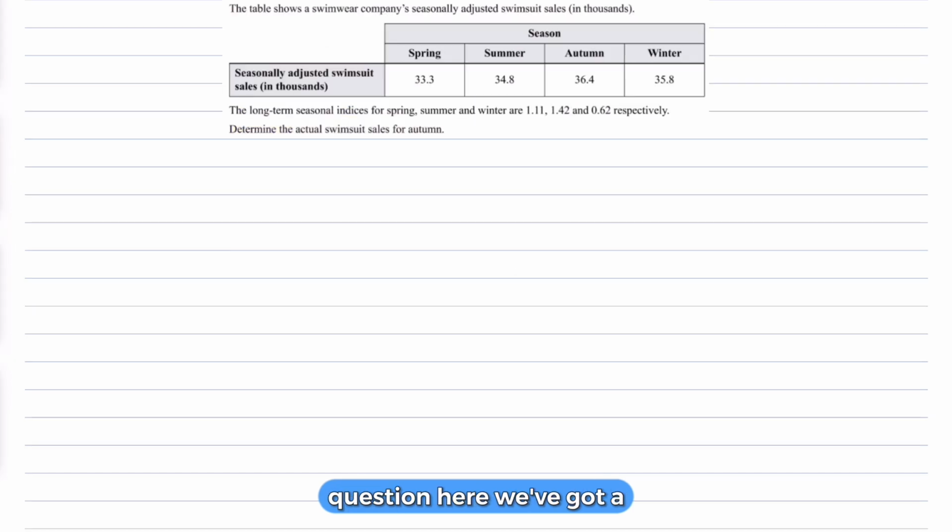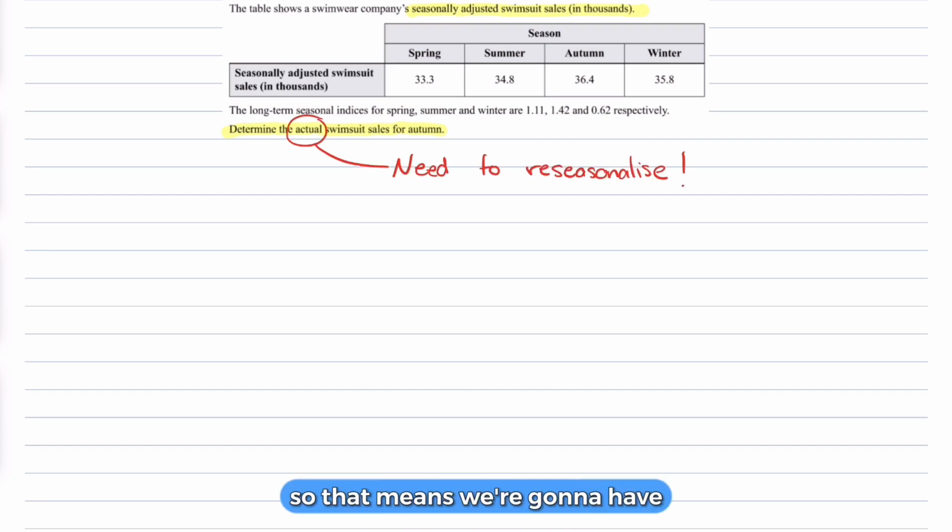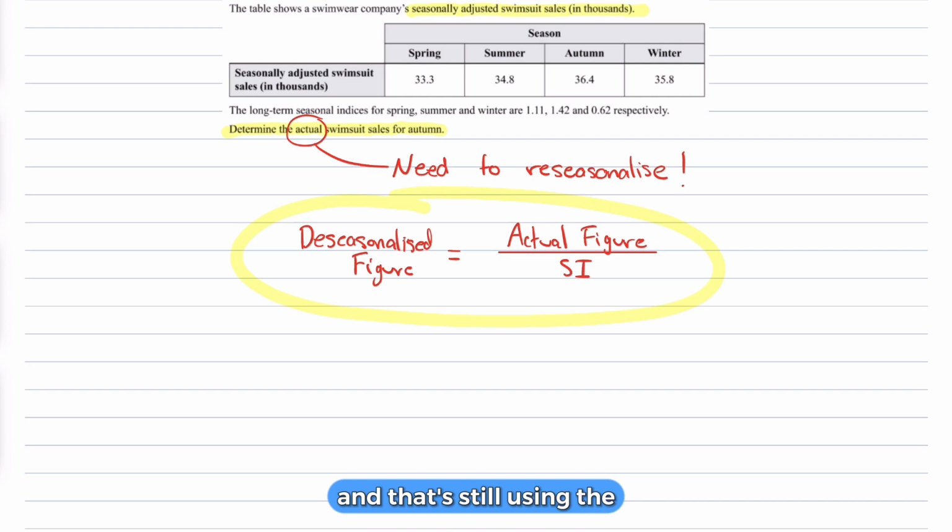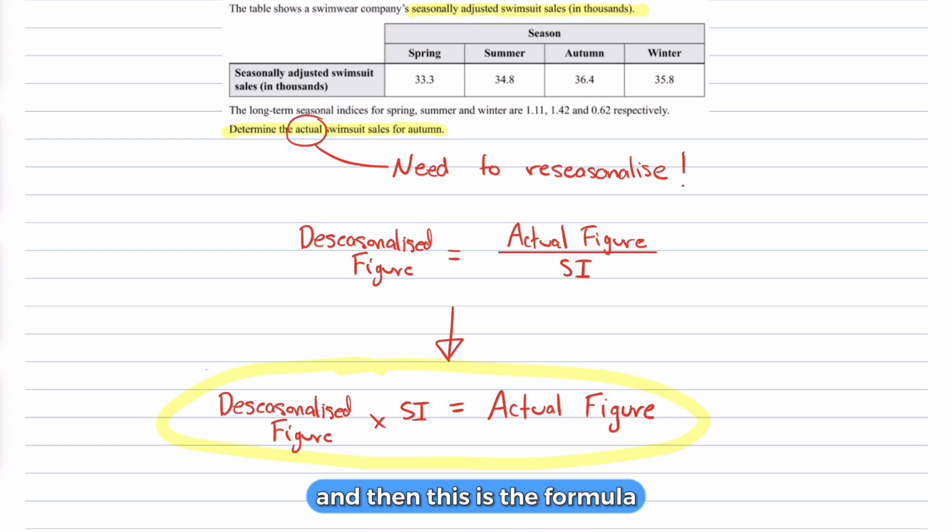For this question here, we've got a table showing a swimwear company's seasonally adjusted swimsuit sales. So because it's seasonally adjusted, that means these values are de-seasonalized. And the question says at the bottom, we need to determine the actual swimsuit sales for autumn. So that means we're going to have to re-seasonalize, and that's still using this same formula here, but we're just going to rearrange this formula to make the actual figure the subject. And then this is the formula we're going to use to re-seasonalize.